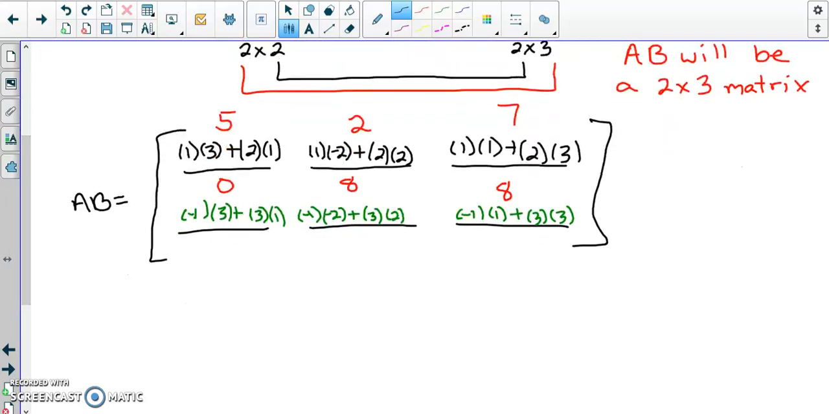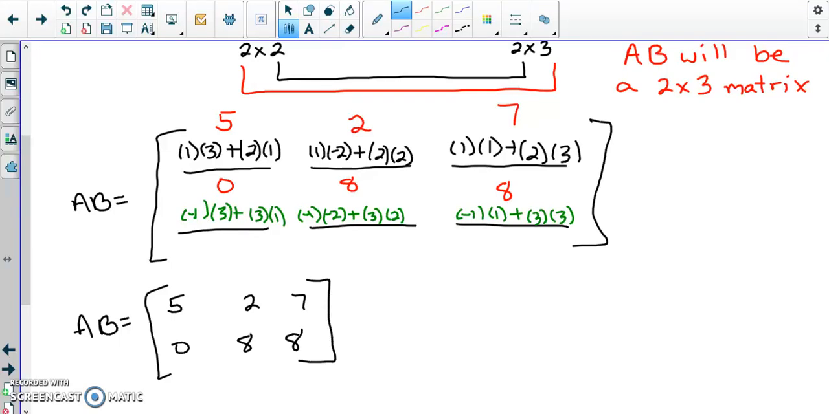So when we're done with AB, it will be this following matrix. It'll have a 5, a 2, a 7, a 0, and an 8, and an 8. So we got a 2 by 3 matrix.